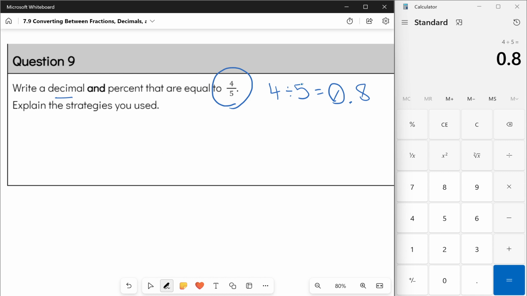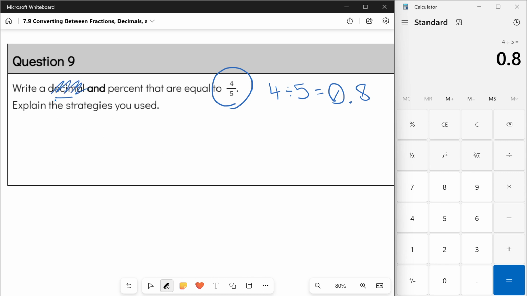And the nice thing about this, by writing this out, we have shown our work. So we have partly explained the strategies that we used, although just to be safe, we might want to write that out at the end of the question. So we've found our decimal. It asks us for the decimal, so let's just scratch it out.